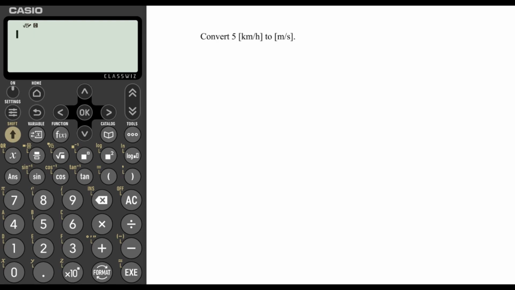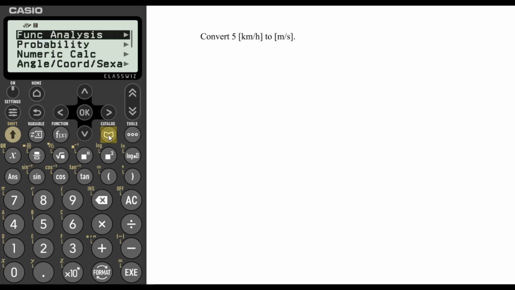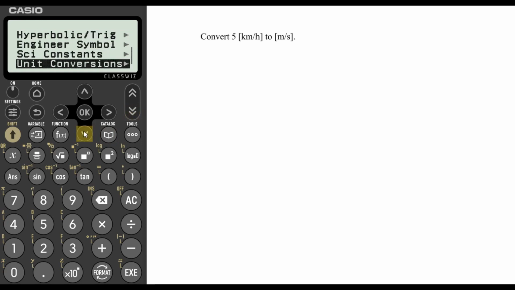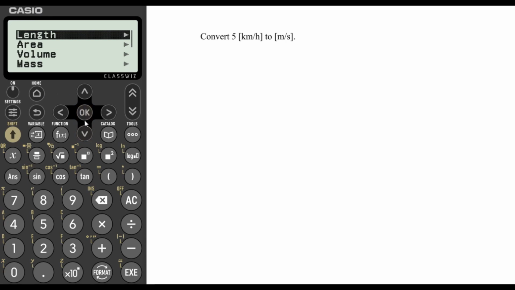We can use our calculator to convert units. In this particular example, we have to convert 5 kilometers per hour to meters per second. Now, if we go to the catalog and then scroll down to unit conversions, we can convert various units. We can convert lengths, areas, volumes, masses, velocities, pressures, energy, power, and temperature. Now in our case, we want to convert velocities.